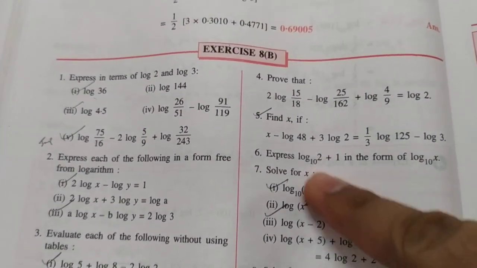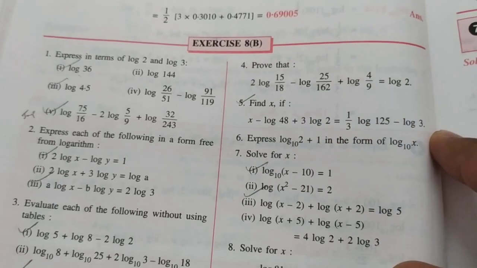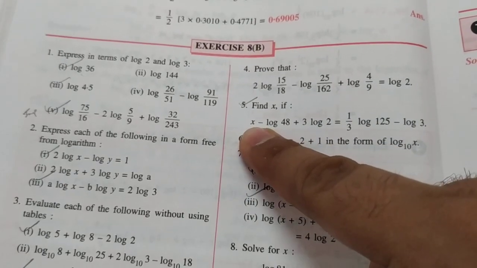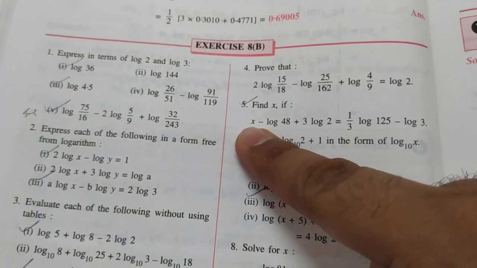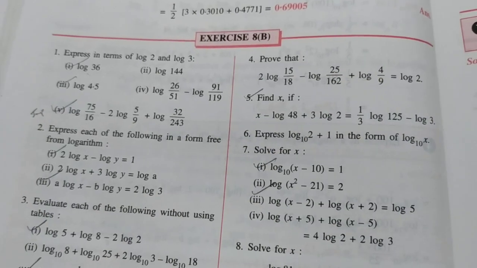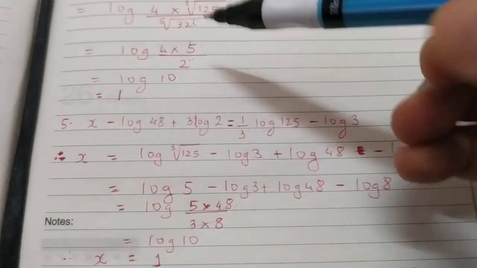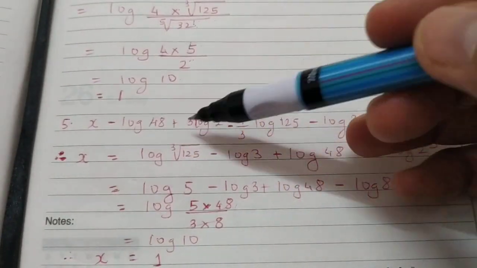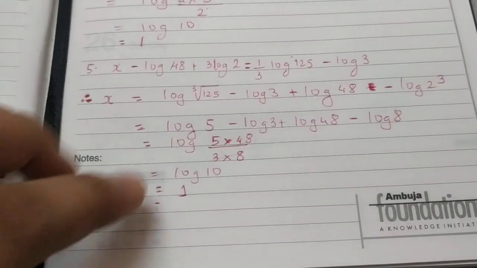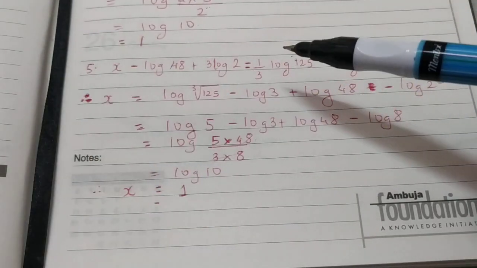Next, in the 5th sum, there is an equation given and we have to find the value of x. Note that x does not have any log. So we can't just get rid of log easily. Let's transfer all the logs on the RHS so that only x is left on the LHS alone. And now use the usual laws.